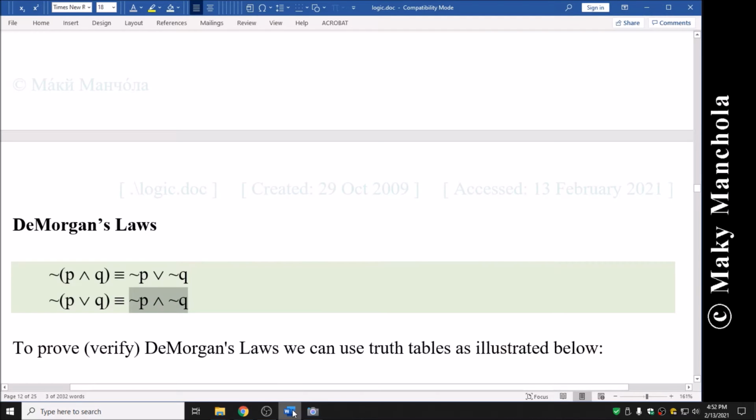Okay, so the first DeMorgan's law can also be verified in the same fashion. That will be left as an exercise.